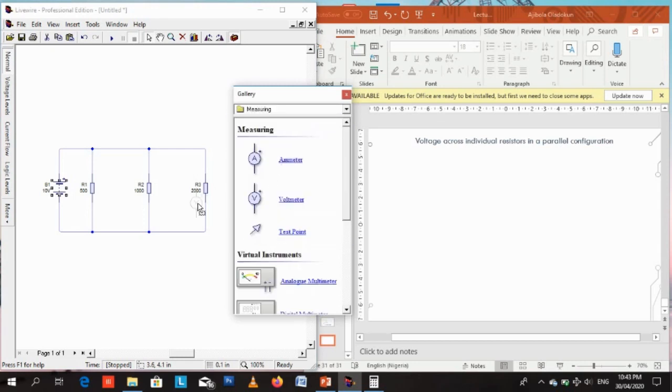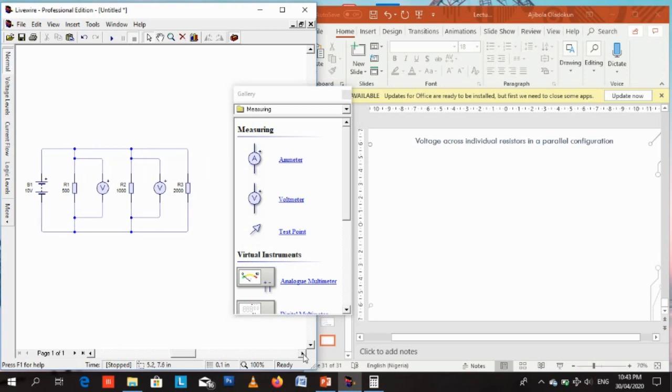Let's get our voltmeter. Remember, we want to measure voltage across each individual resistor, so we need 3 voltmeters. Each voltmeter would measure the voltage across each resistor. We can connect it this way. We connect that voltmeter across that resistor, this end to this end, this end to the corresponding end. So we see that the voltmeter is across R1 and that voltmeter is across R2.